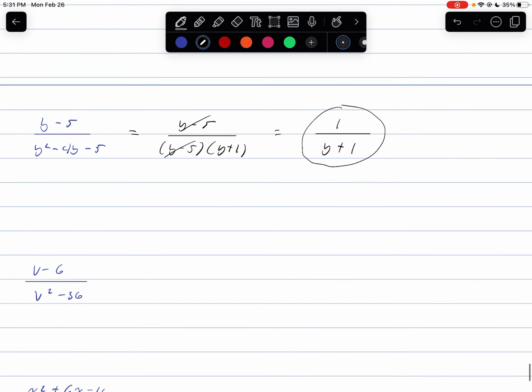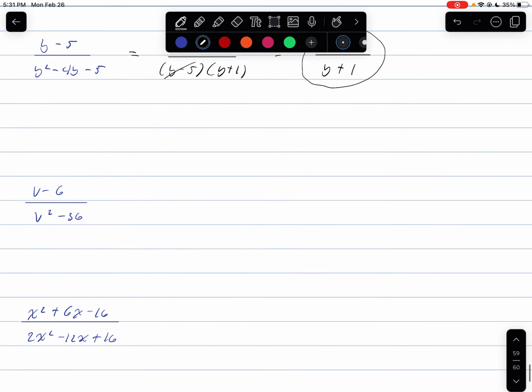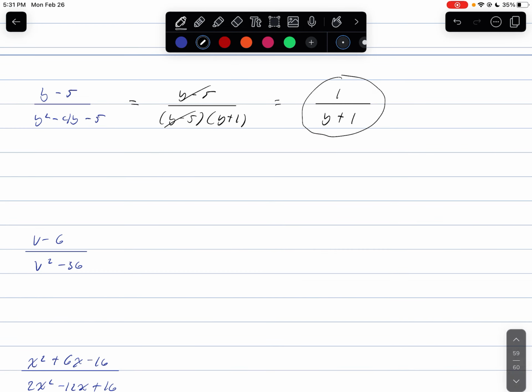Okay? And then just as a quick reminder, what would be our excluded value here? Well, our excluded value would be anything that we can't have, anything that would make the denominator equal to 0. And this wasn't actually asked as part of the question, but it's good to remember. So our excluded value, okay, we're going to set y plus 1 equal to 0, and that's going to give us that y equals negative 1 is our excluded value.